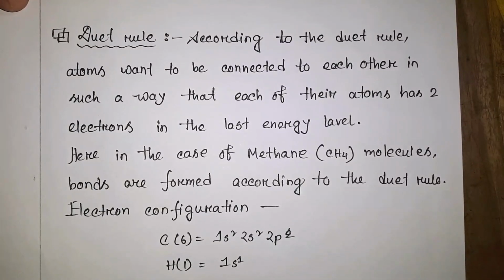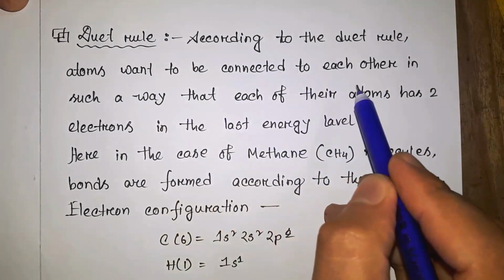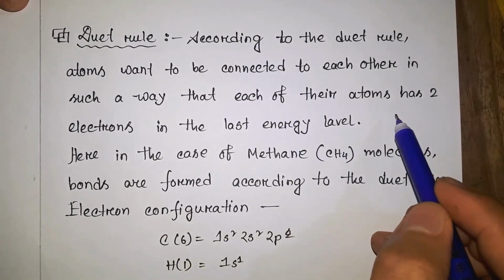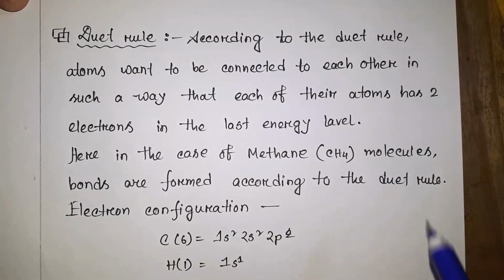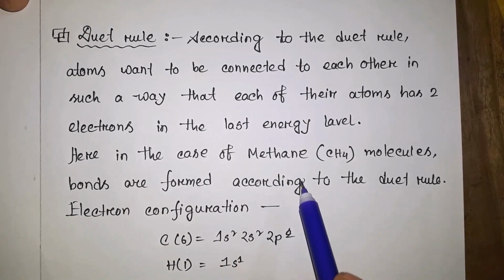Duet rule is similar to the octet rule, just the electron number is 2. According to the duet rule, atoms want to be connected to each other in such a way that each of their atoms has 2 electrons in the last energy level. অর্থাৎ তাদের ইলেকট্রন শেলে 2টা ইলেকট্রনের জন্য তারা এদিক সেদিক ছোটাছুটি করে. Here, in the case of methane, molecule bonds are formed according to the duet rule.